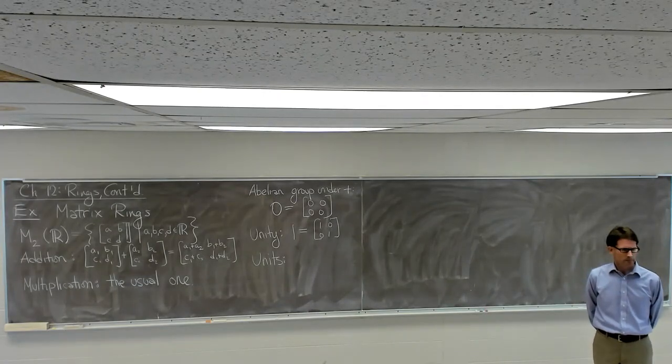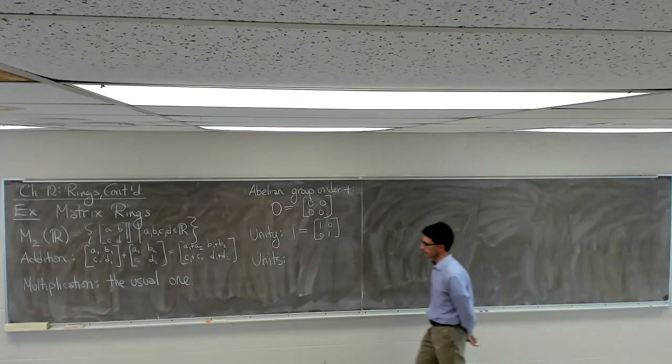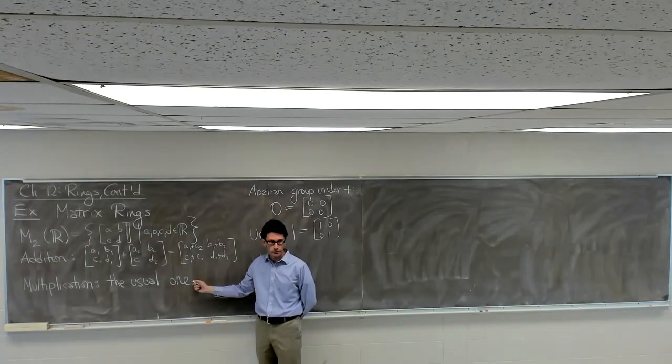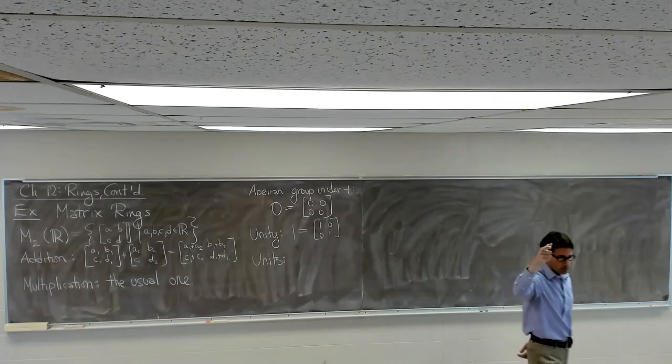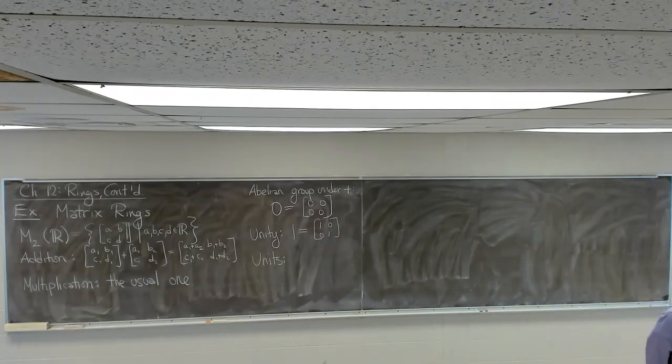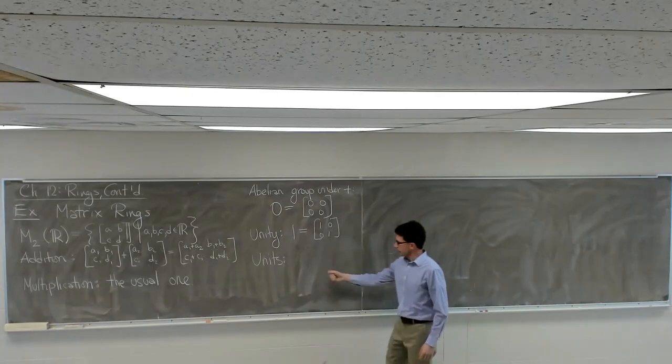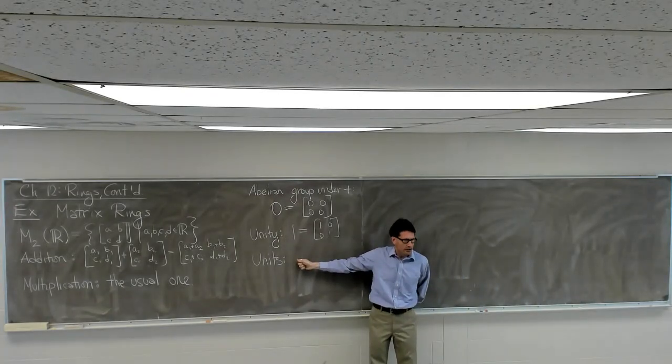The units would be all the matrices with a non-zero determinant. Okay, so with a non-zero determinant, right? So here, if the multiplication operation is just the usual matrix multiplication, then the inverse is going to be the usual inverse with respect to matrix multiplication. And we know that there is such an inverse precisely when the matrix determinant is not equal to 0. Okay.